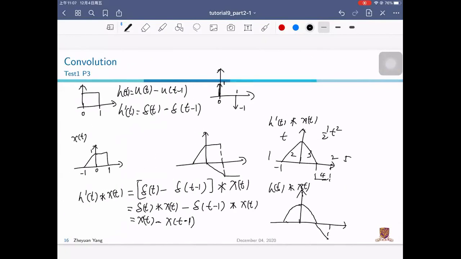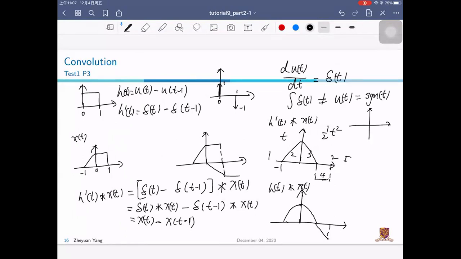So using this method, you can check the cases, but sometimes you need to shift it up and down if you're using the integral. Say we have stated that the differential of u(t) is equal to delta t, but the integral of delta t is not equal to u(t). Actually, it's equal to sgn(t), the sign signal. It will look like this. It will be a half when t is larger than zero and minus half when t is smaller than zero. So you need to shift it for one unit, which is u(t) minus one.